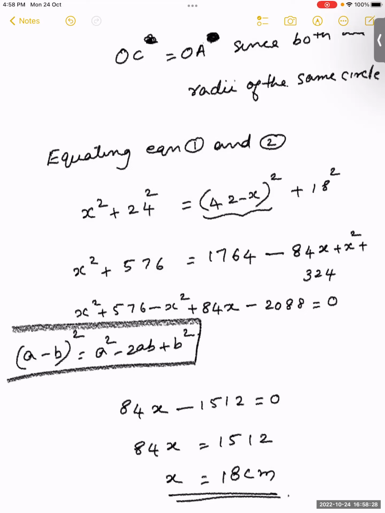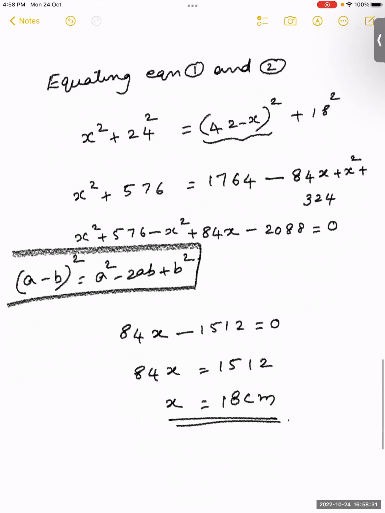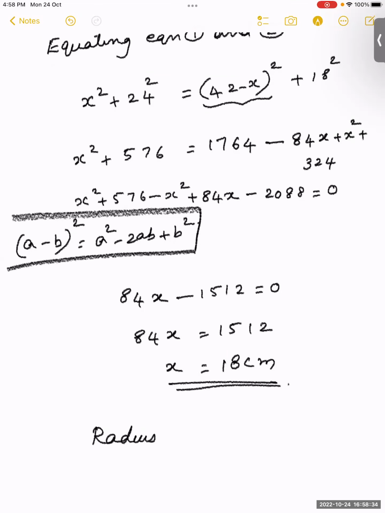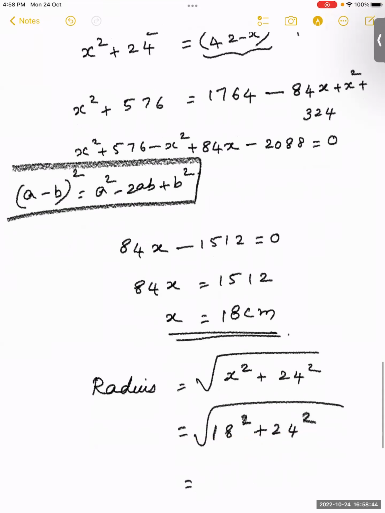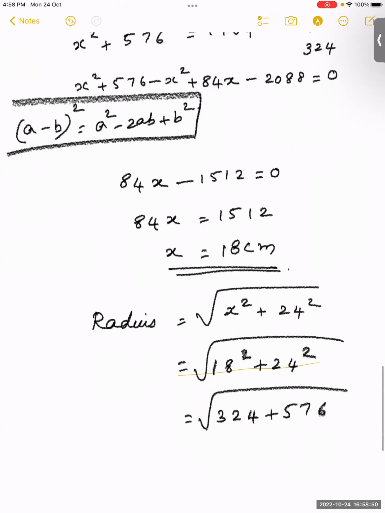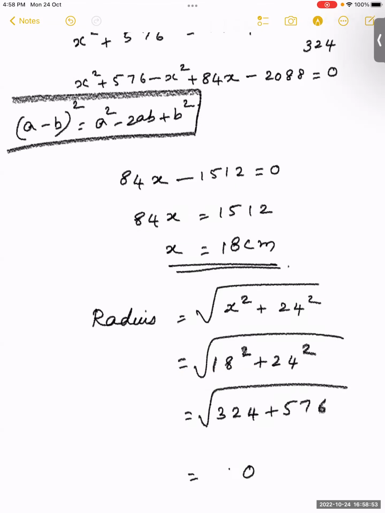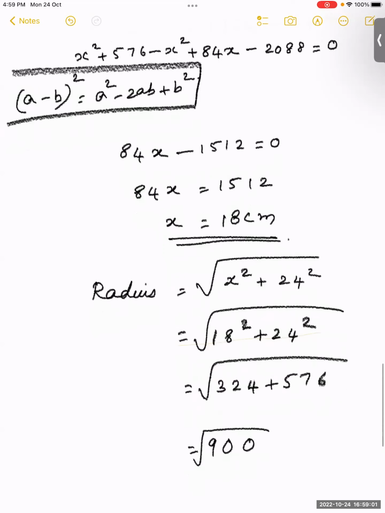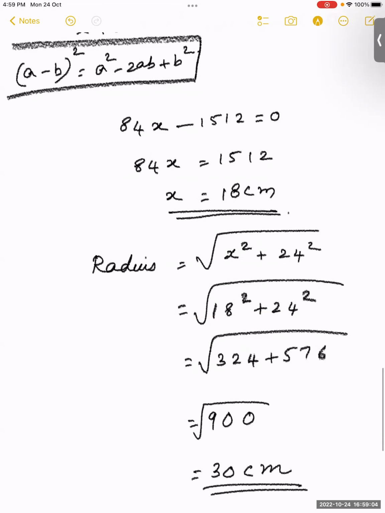Fine. Give the value to x square plus 24 square. That is going to be the radius. Radius is equal to square root of x square plus 24 square, which is 18 square plus 24 square, which is 324 plus 576, which is equal to 900. Right? And that's 30, right? That's right. Yes.